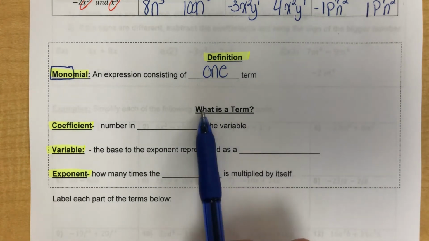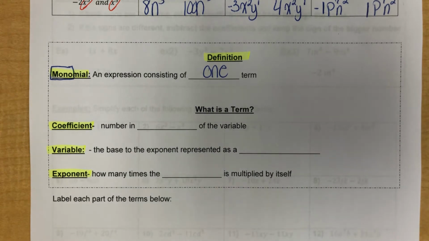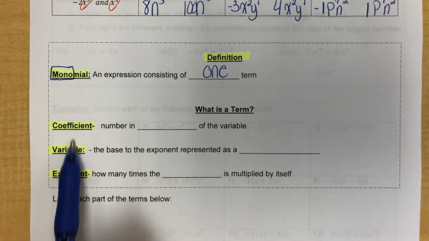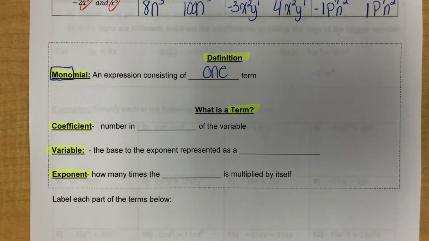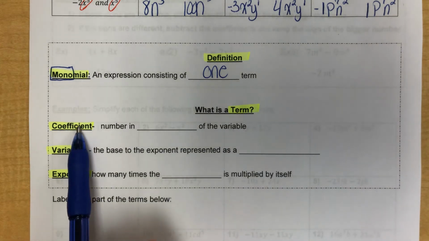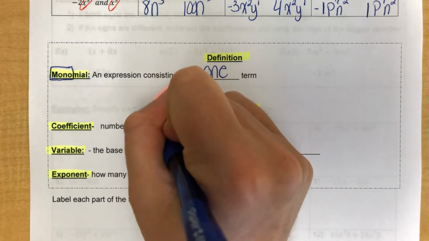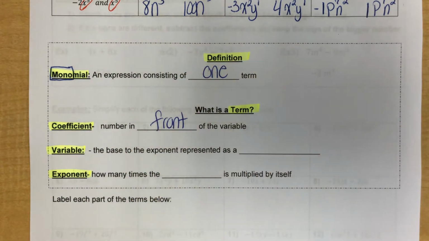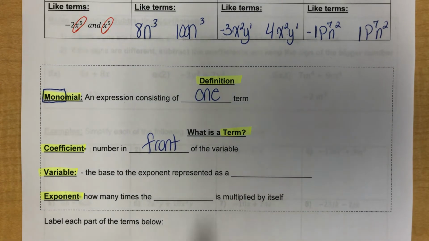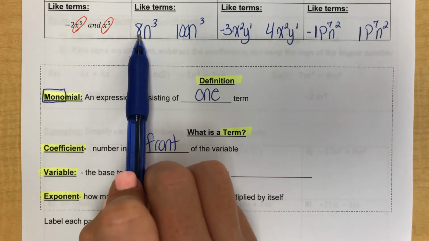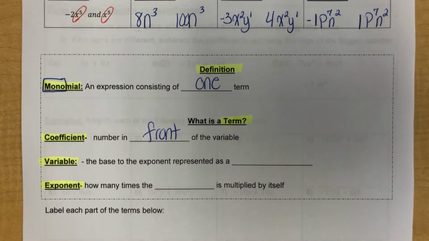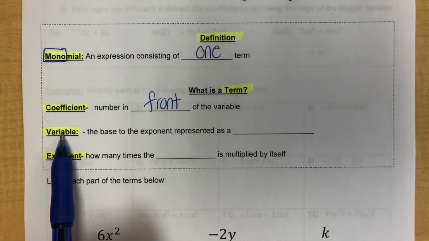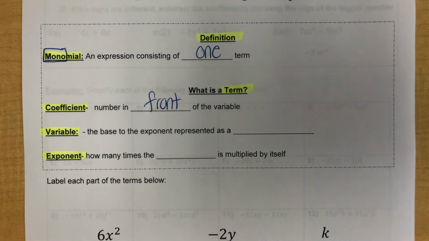Now it's asking, well, what is a term, right? What makes up a term? Well, a term has 3 sections. Let's highlight that. Those 3 sections are a coefficient, a variable, and an exponent. Well, the coefficient we just said is the number in front of the variable. So if I look back at my do now, I see that my coefficient, the number in front of the variable, is 8. So 8 would have been my coefficient for that guy. All right. The variable is going to just be a letter.